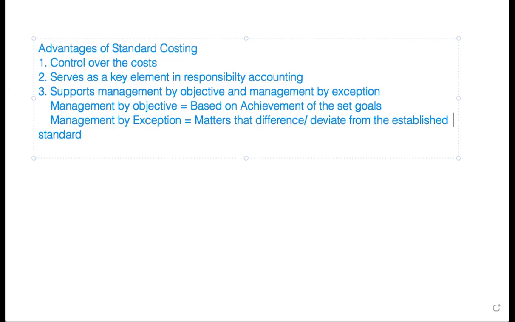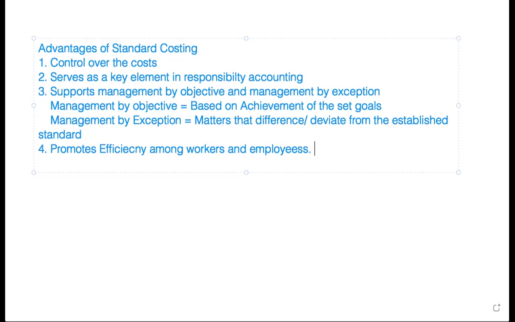So that was different, right? So the third one is that standard costing will help to promote efficiency among workers and employees. So it will promote efficiency among workers and employees. Yeah, so we can see that it promotes efficiency among workers.